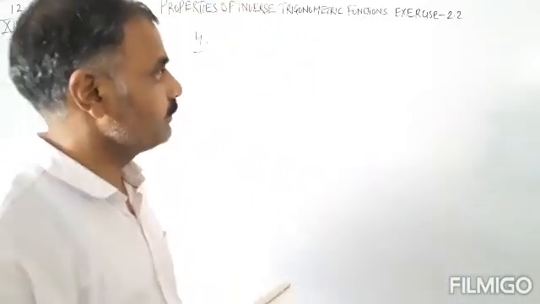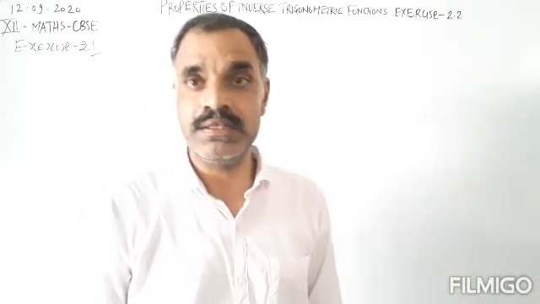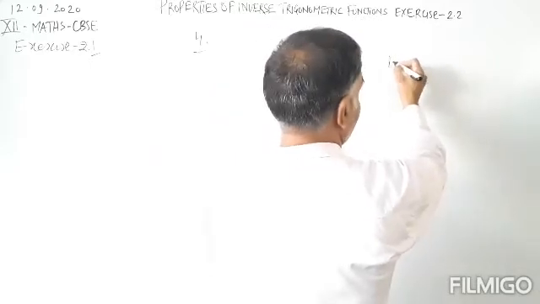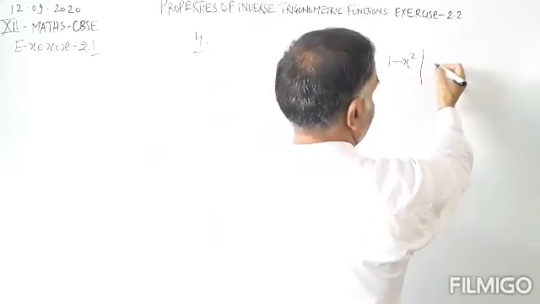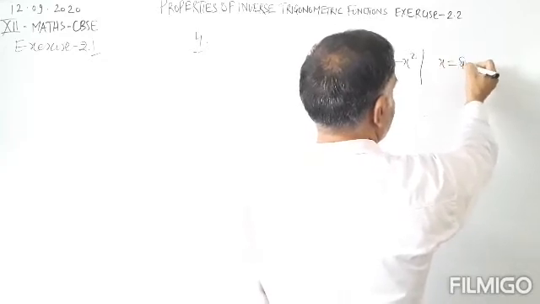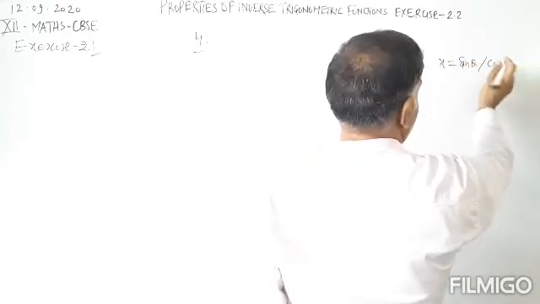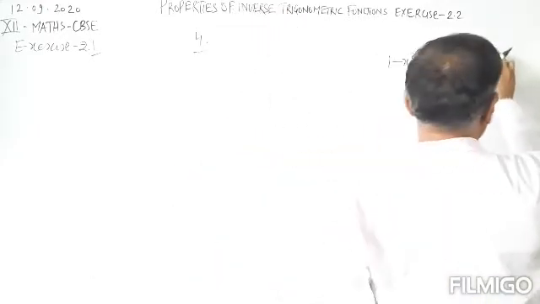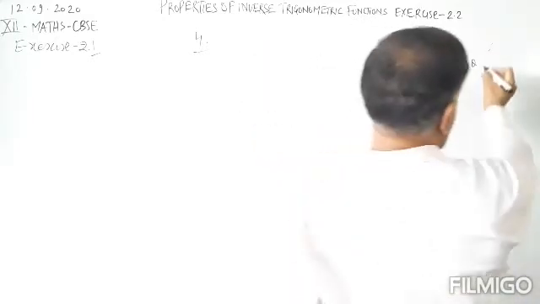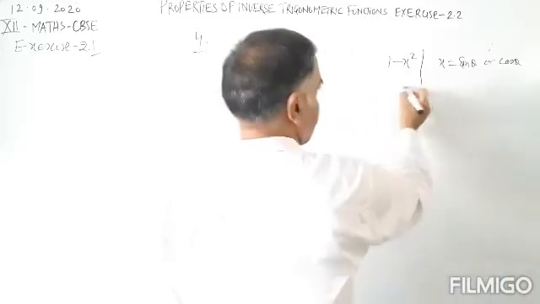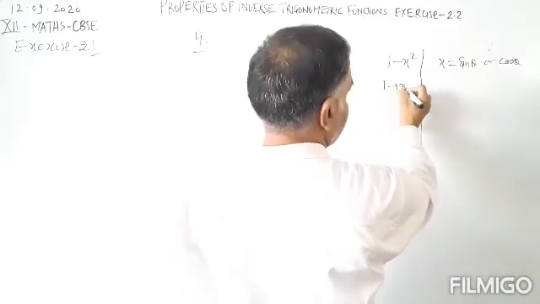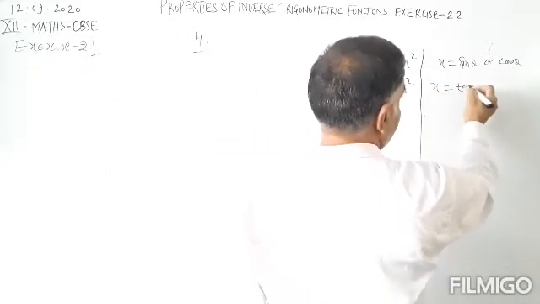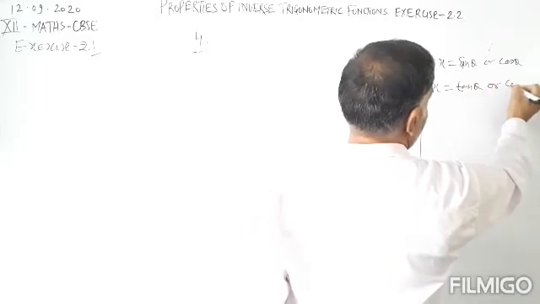But we have some hints to solve such type of questions. What are those hints? If 1 minus x square is given, then you have to put x equals either sine theta or cos theta. And if you have been given 1 plus x square, then you have to put x equals either tan theta or cot theta.